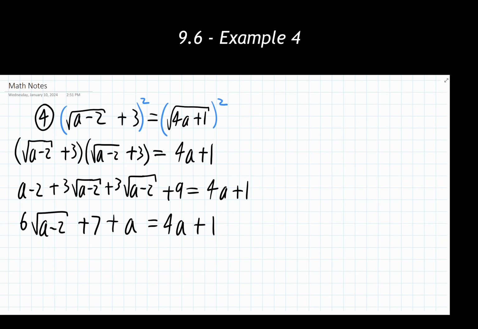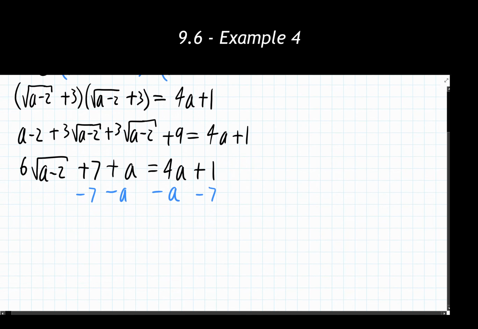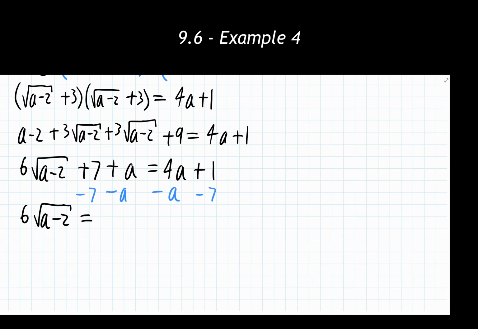So I'm going to subtract a from both sides. I'm also going to be subtracting 7 from both sides. I'm going to do this in one step just to save a little bit of time. On the left side of the equation, I'm getting 6 times the square root of a minus 2. On the right side, I'm going to be getting 3a minus 6.